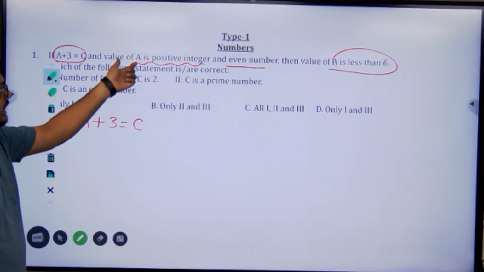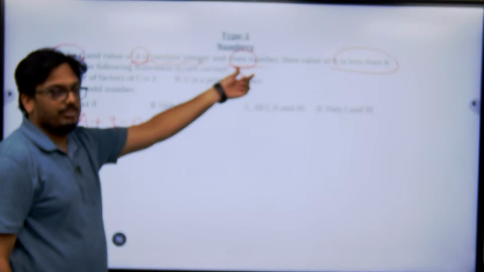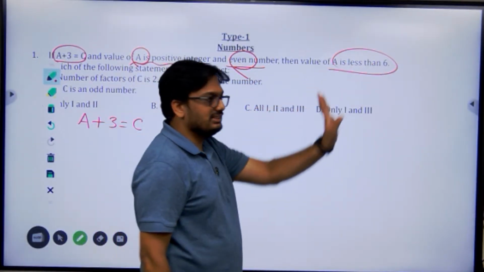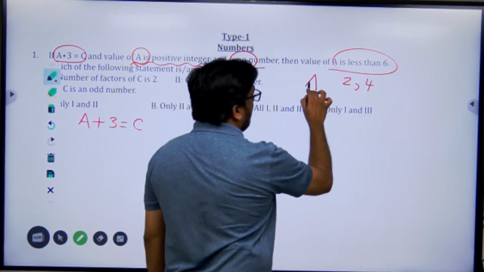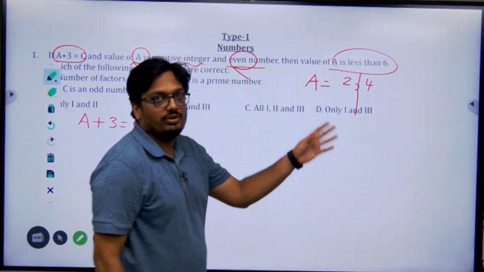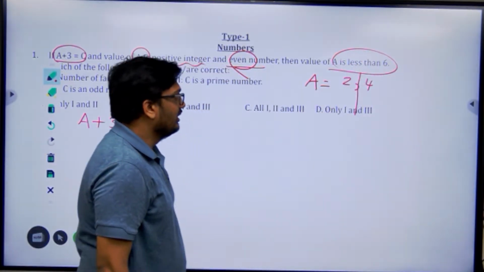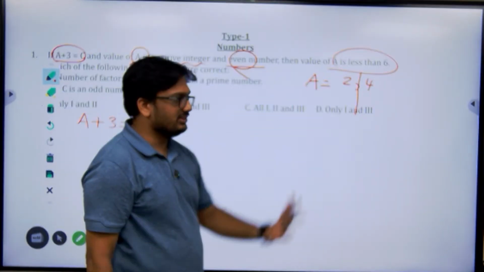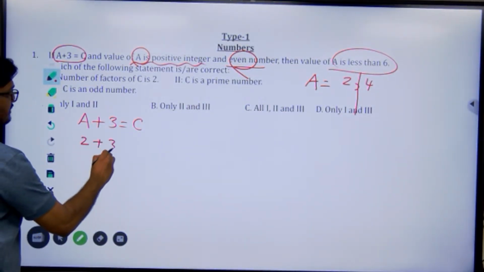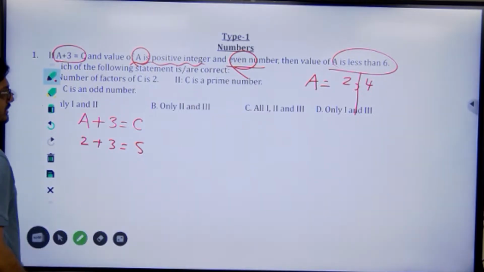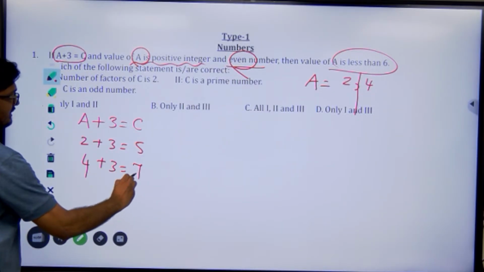Here a is a positive integer as well as an even number, and the value of a is less than 6. Since it is an even number less than 6, the value of a can be 2 or 4. It can't be 6 because it is less than 6. We should not take 6. If it is less than or equal to 6, you can take 6. Put a as 2, 2 plus 3, that is 5. Then put a as 4, 4 plus 3, that is 7.